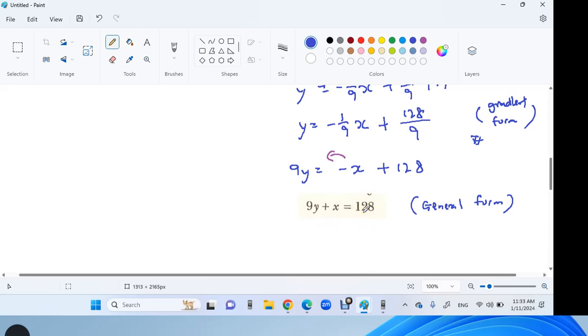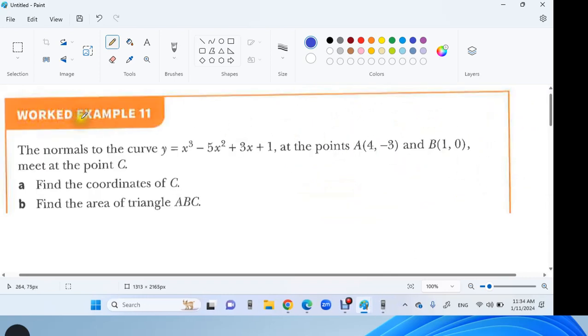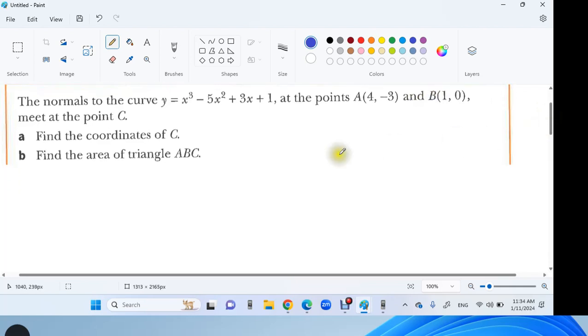So other than that, it looks nicer. Okay, we don't have fractions, but I will prefer to write in the gradient form. The normals to the curve at points A and B meet at point C. So we want to find the normal at A and the normal at B, and then we find their intersection, that is the simultaneous equation, then that is the point C.